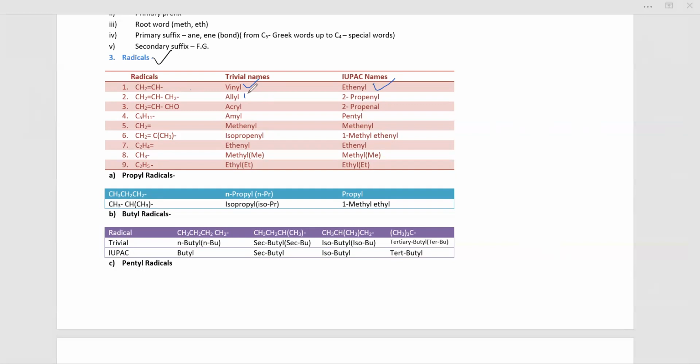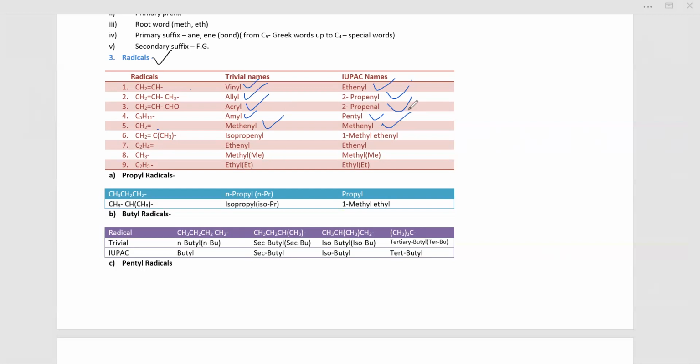This will be allyl, 2-propenyl. This will be acryl, 2-propenyl. This will be amyl. Pentyl is amyl. Pentyl and amyl both are one and the same thing. Fine? Okay. CH2 double bond, the trivial name is methylene, and the IUPAC name is also methylidene.